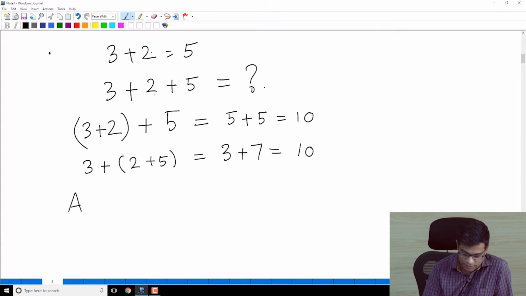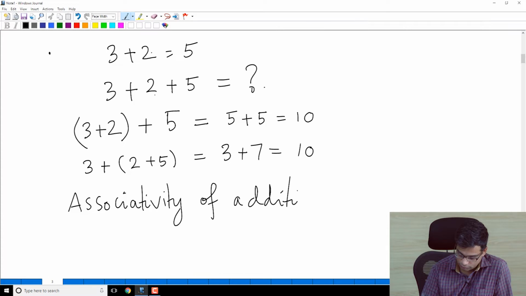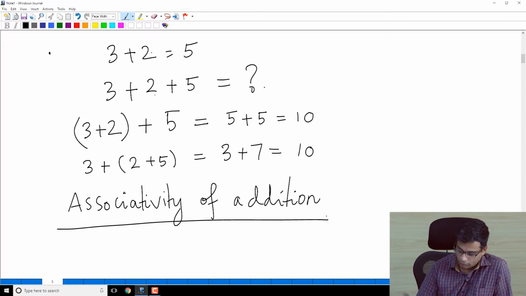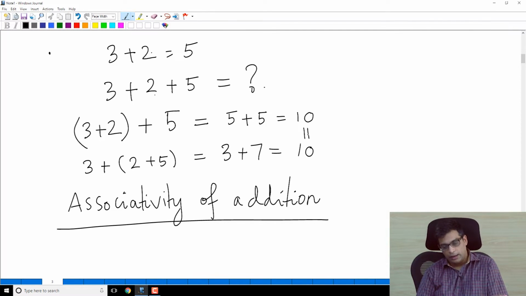So, this is called associativity of addition. Associativity means we can group things. Again, I will do this more formally later, but given 3 elements, we can group 2 of them together in 2 different ways, and we get the same answer. So, this is the 4th property of addition on integers. So, we can unambiguously add 3 elements, using the associativity property of addition.